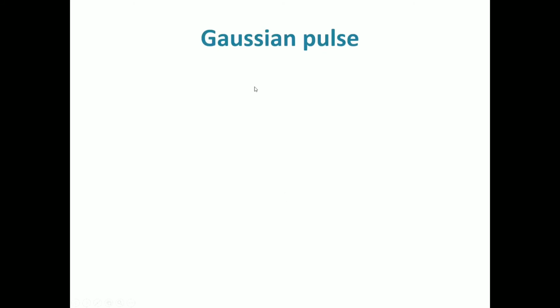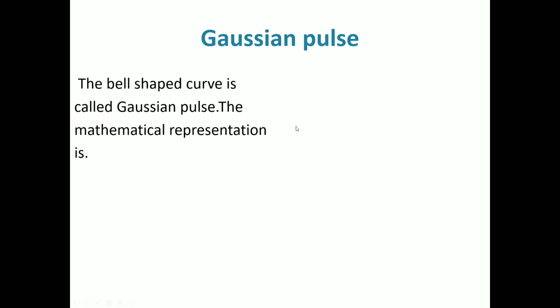And the last signal is the Gaussian pulse. The Gaussian pulse is something like a bell-shaped curve. If you go to any temple, as soon as you enter the temple, you have a bell hanging from the roof of the temple. If you observe it, it is like a bell-shaped curve.